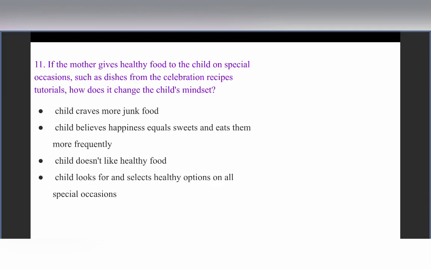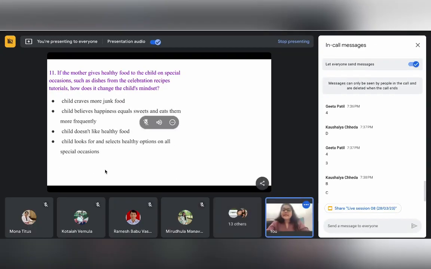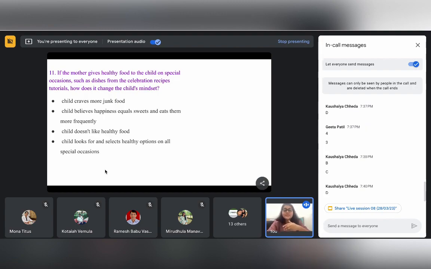Okay, so we'll move on to the next question. If the mother gives healthy food to the child on special occasions, such as dishes from the celebration recipes tutorials, how does it change the child's mindset? There are a lot of very informative recipe tutorials on the portal. I will not be discussing problems on these recipes, but they will be very helpful for you at the practical front. So please go through all of these. Coming back to the question, what do you think would be the answer? Option 4. Okay. Anybody else? Option 4, ma'am.